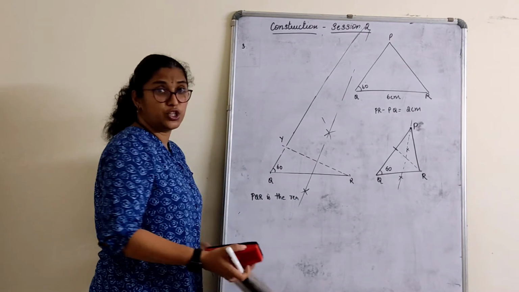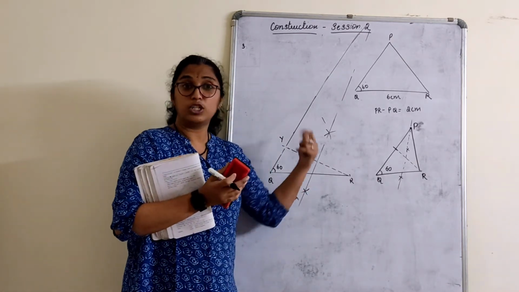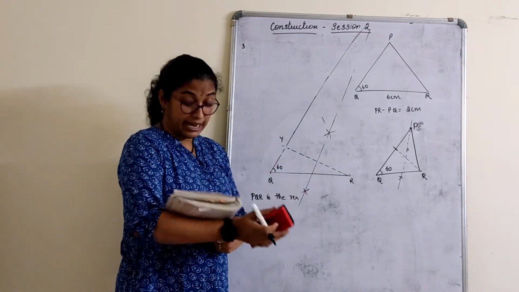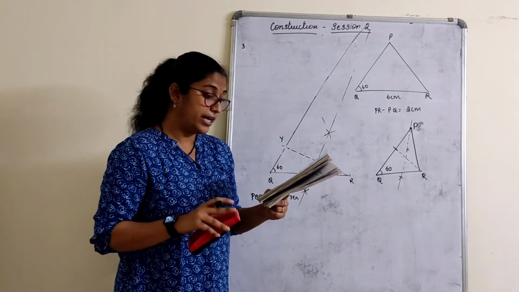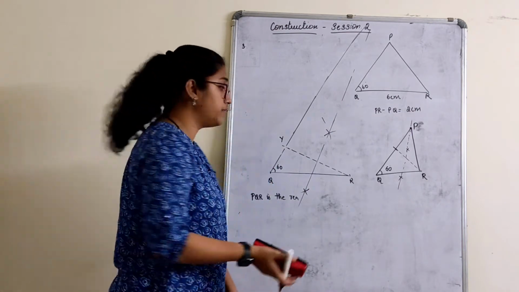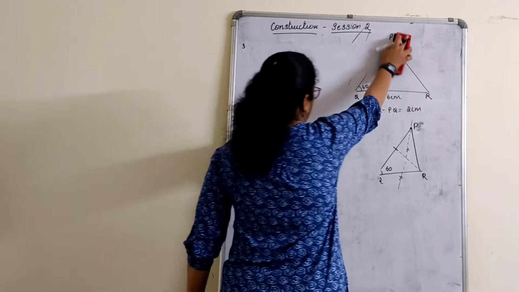It's a definite question. See, in the construction part, either of 1 plus or minus will be asked. For sure and definite, you can say. And the next construction which I am going to teach now is to construct a triangle where 2 angles and its perimeter are given. That is a sure question which will be asked. Take down the next one.